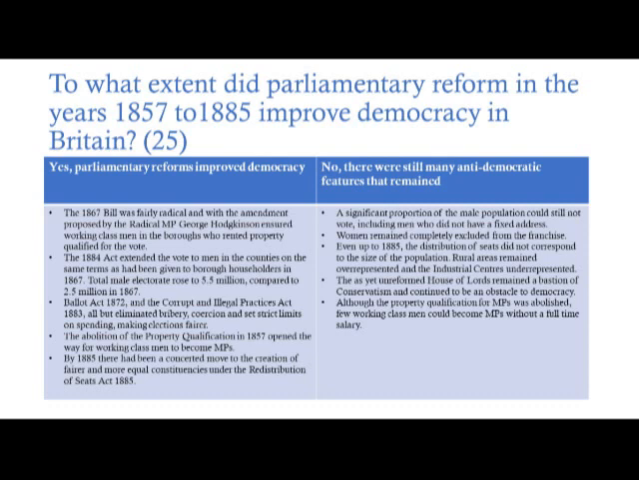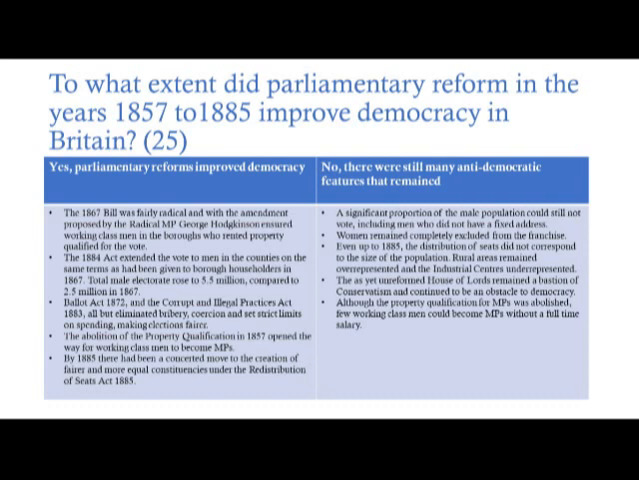Significantly, the abolition of the property qualification in 1857 opened the way for working class men to become members of Parliament. So to be an MP, you no longer had to own property. So that was another significant step forward. You can also talk about the redistribution of seats. So by 1885, there had been a concerted move to the creation of fairer and more equal constituencies under the Redistribution of Seats Act of 1885, and give some examples of the type of constituencies that lost MPs and the type of constituencies that gained MPs in order to support that point.